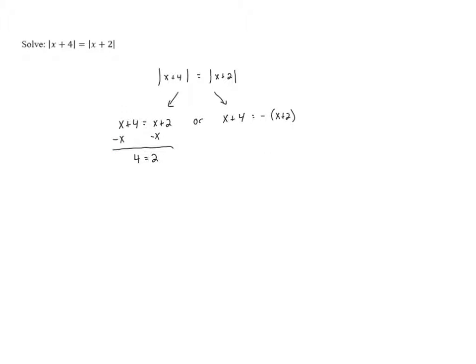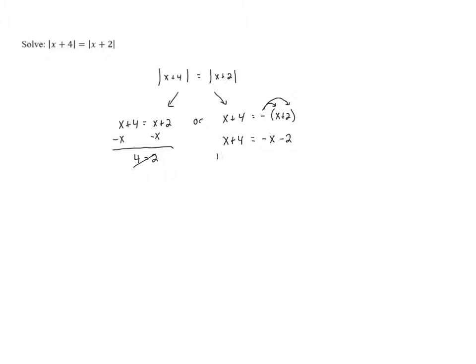So here I'm just going to toss this away because that's not helpful. 4 is not equal to 2, never will be. And I'm going to focus on the other equation instead. If we distribute that negative sign, we get x plus 4 equals the opposite of x minus 2.